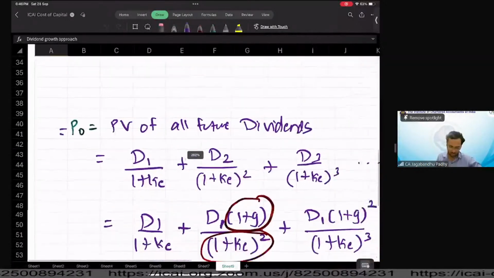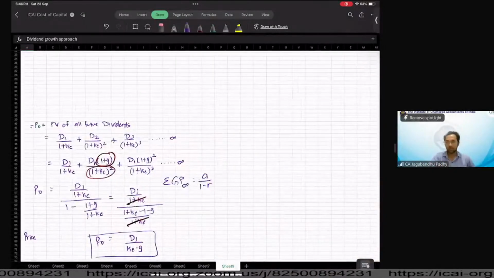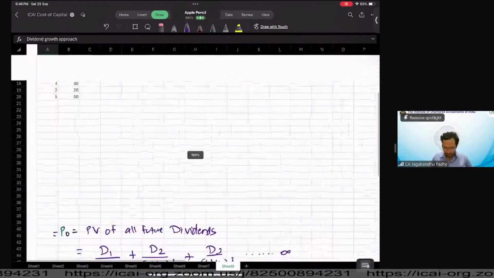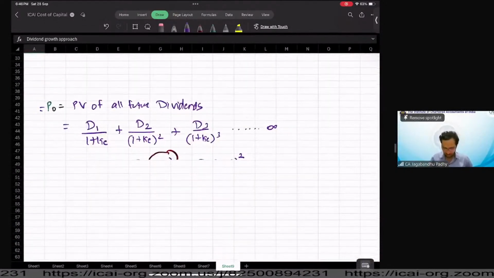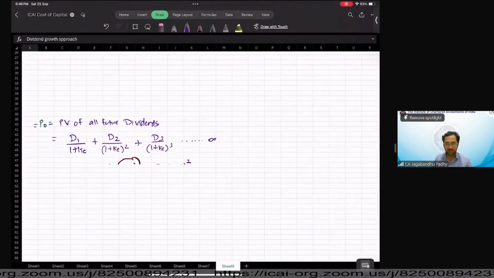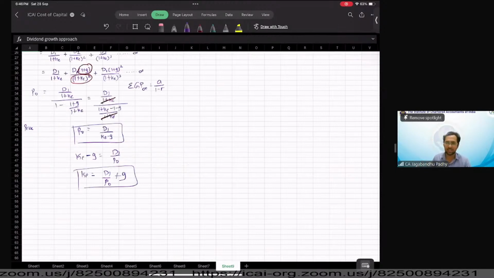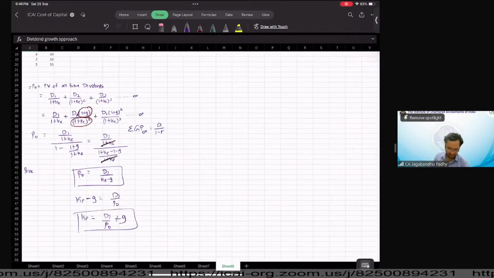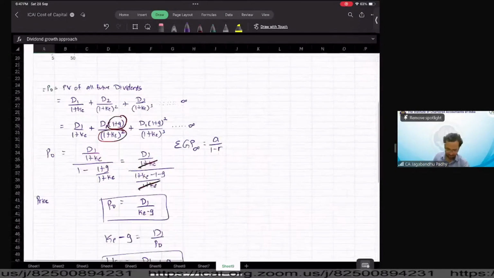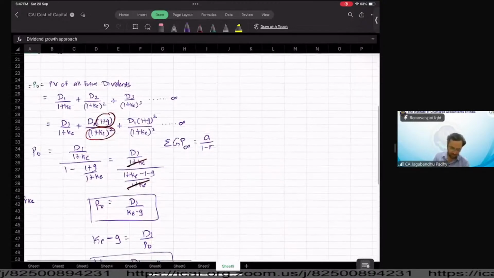P0 is the price today. Remaining: P1 is the dividend. K is the cost of equity. Then GP came, sir. What is GP? Geometric progression. A by 1 minus R you have given. A is the first term. This is GP done in the school days. This is not required for us. You need not remember this formula.